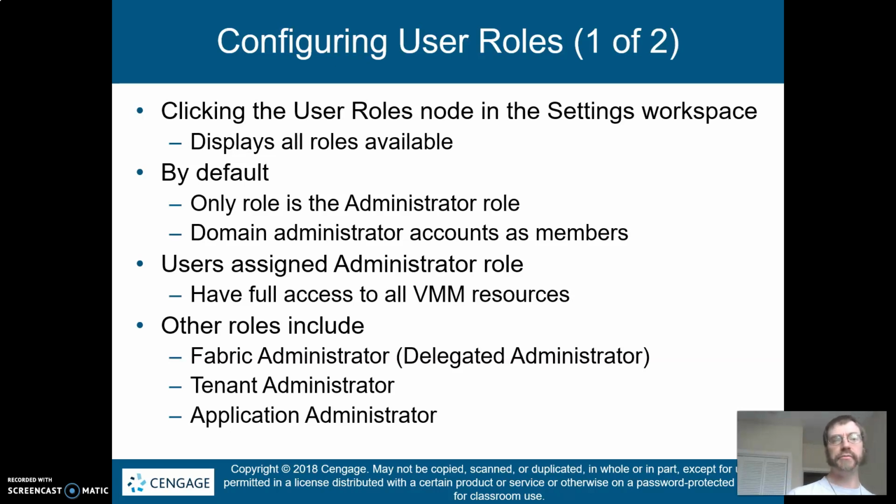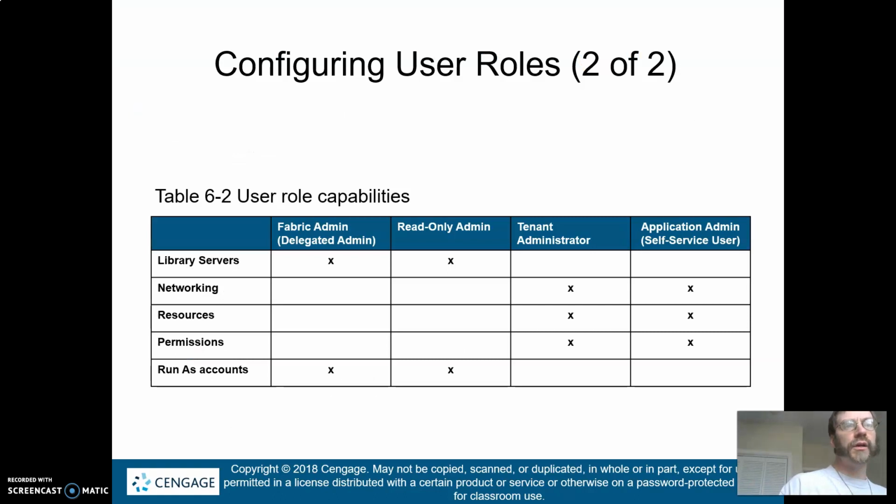The other roles you can have are Fabric Administrator, Tenant Administrator, Application Administrator. A Fabric Administrator is a delegated admin role, so you can access the library servers and you can use run as accounts. A read-only admin has kind of the same abilities. Control the library servers, work on the run as accounts. Now your tenant administrators can access networking, resources, and permissions. Your application admin, which is to say a self-service user, can do these same kinds of things.